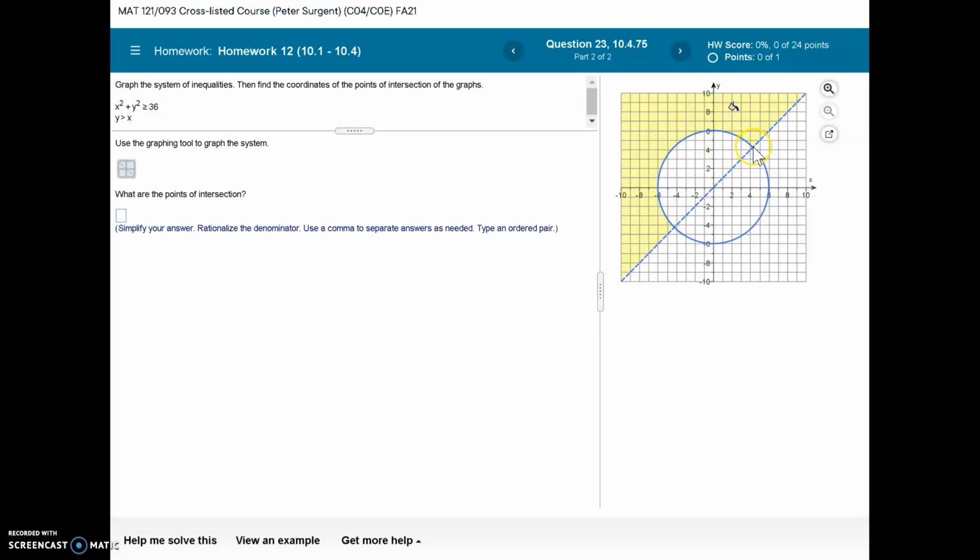Oh, what are the points of intersection? Oh, well, I'll leave that up to you. I'm just trying to help with the graph here.